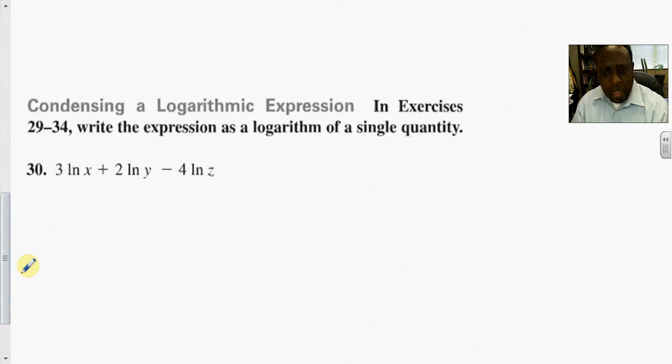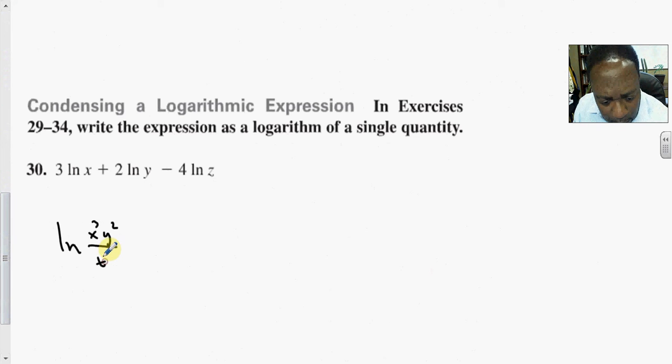What if you go the other way? Here we want to take the expansion and write it as a single quantity. This 3 becomes the power, 2 becomes the power, 4 becomes the power. The plus sign we're going to multiply, and the minus sign we're going to divide. So if you got that, we can just write the answer. This is the natural log of x to the third times y squared, over z raised to the fourth.